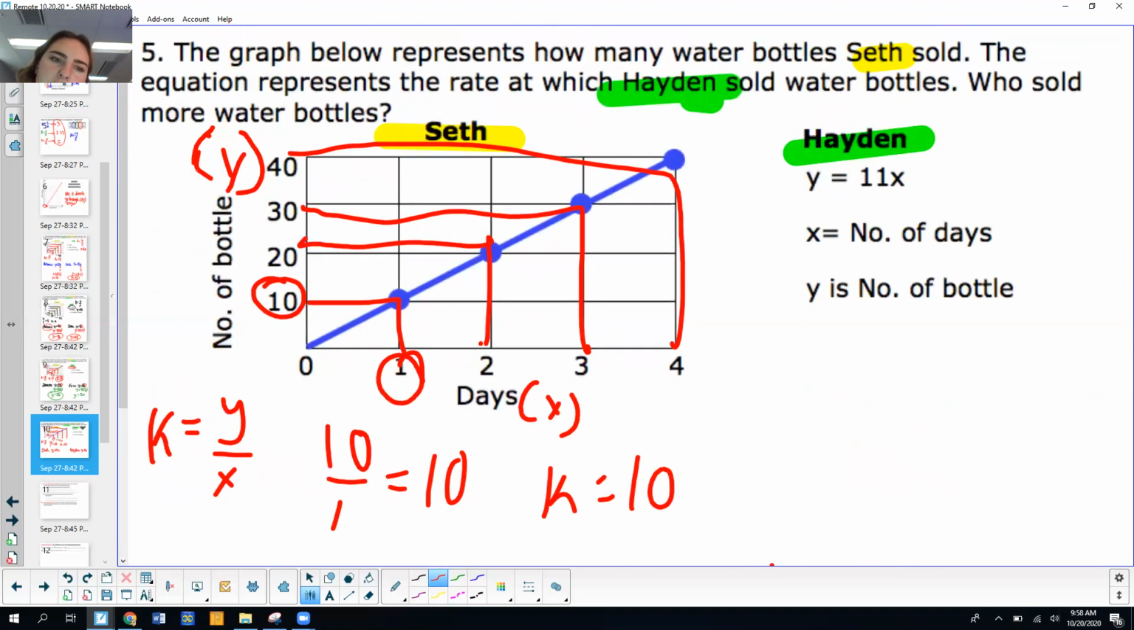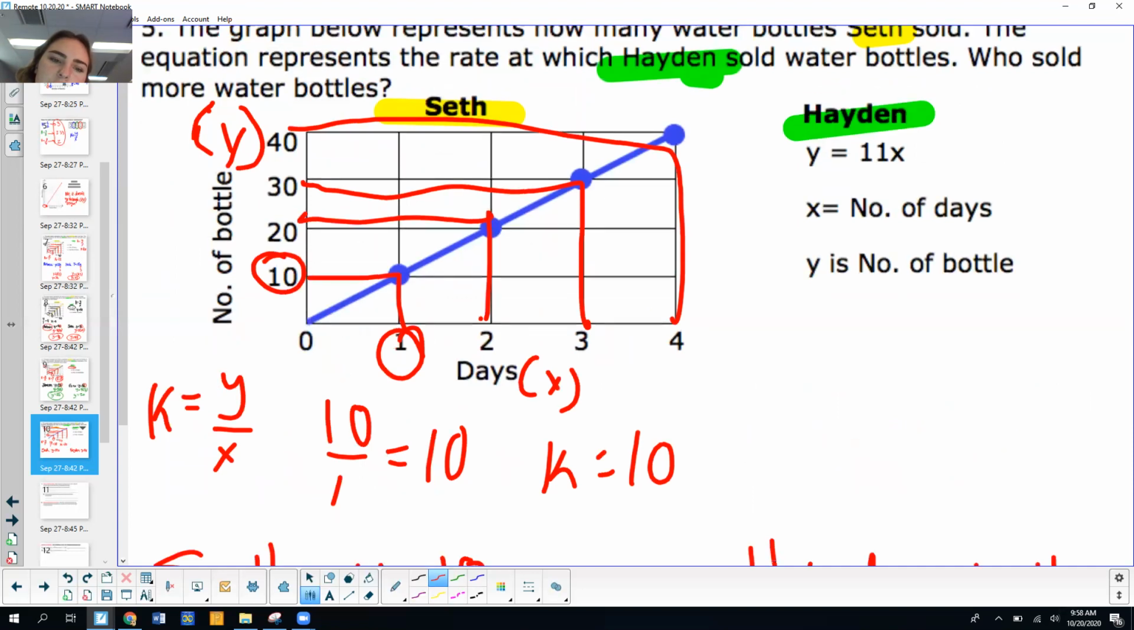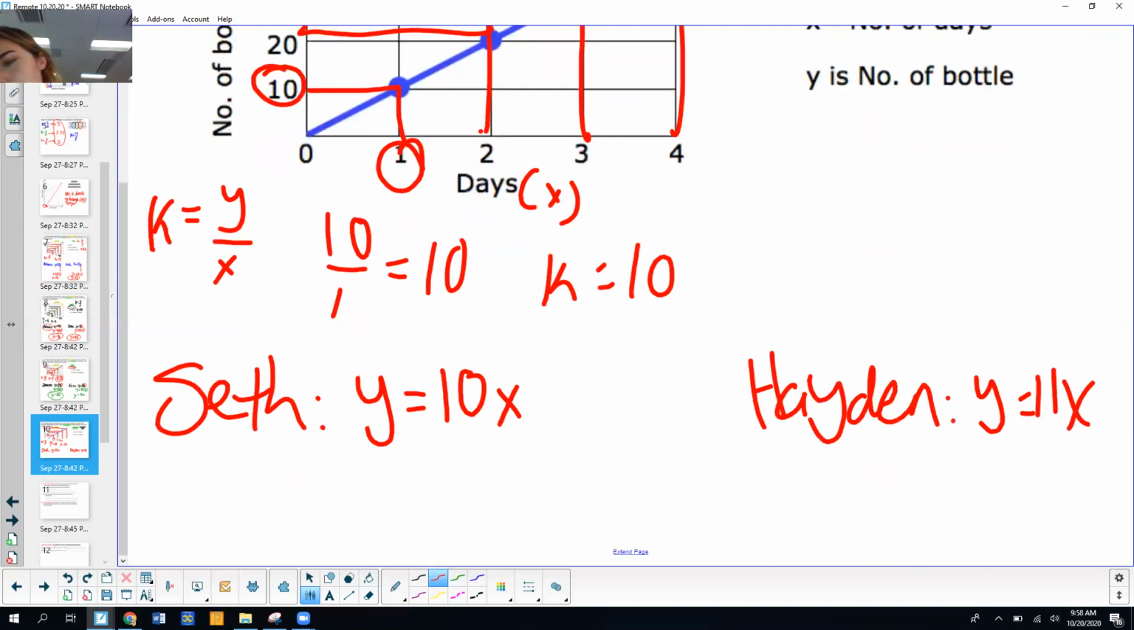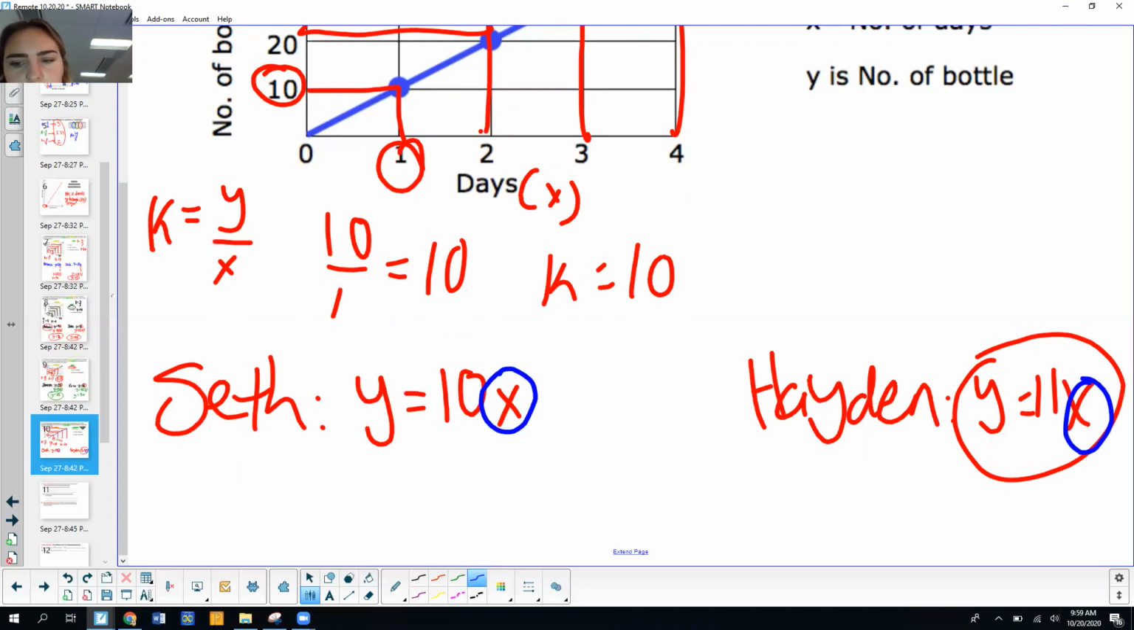So we want to figure out who sold more water bottles, at any given day. I can already tell Hayden's got a better rate, but let's just say after 5 days. So I'm going to plug in 5 for x. After 5 days, who sold more water bottles?